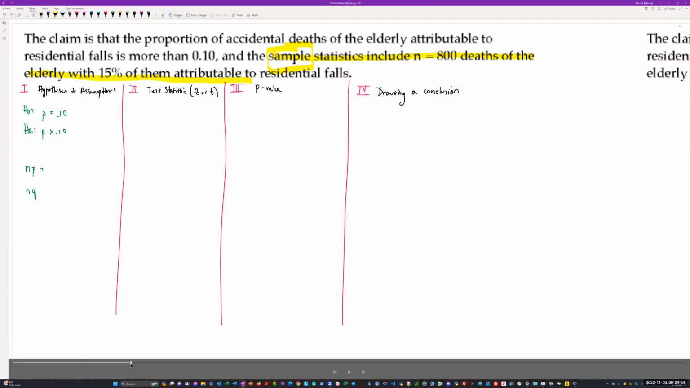Expected number of successes, which in this case, the success is someone passing away from a residential fall, right? And then N times Q is the expected failures. Is that correct? Right.